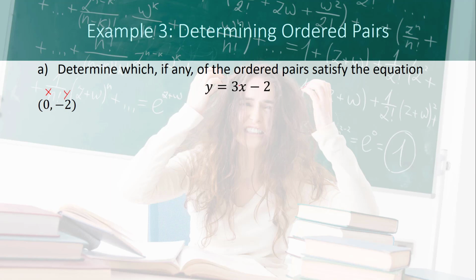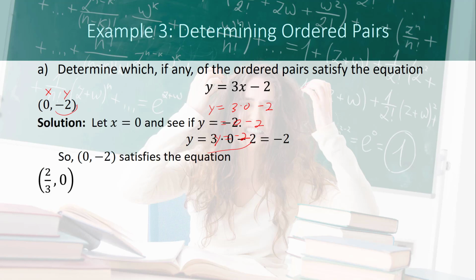We're going to substitute 0 in for x. If we do that, we're going to have y is equal to 3 times 0 minus 2. Well, 3 times 0 is just 0, minus 2. And that means that y is equal to minus 2. We have y is equal to minus 2. So this ordered pair makes this equation true. So this does satisfy the equation.